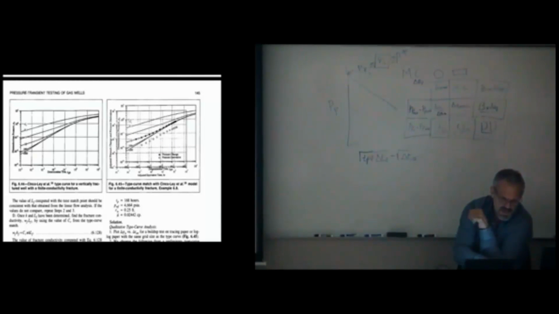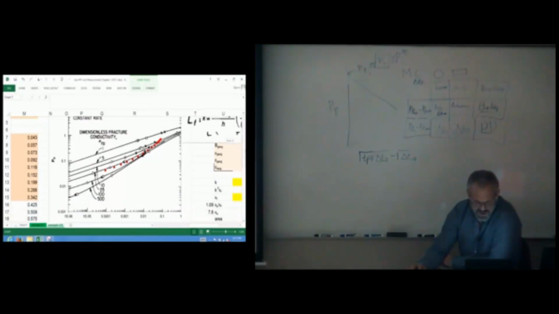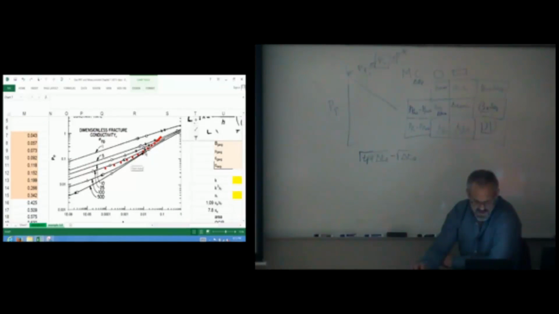Because there's an extra pi in the original definition. And I'm not using Cinco's type curve, I'm using Bennett's, and I'm still perplexed why my data deviates at the tail end from that. So that's yet to be resolved.